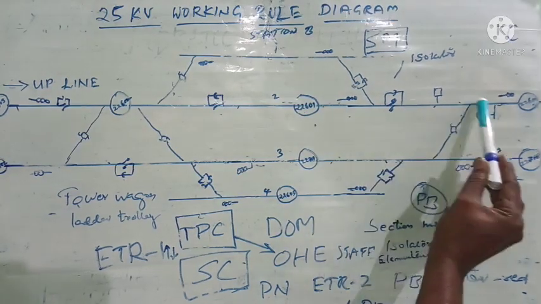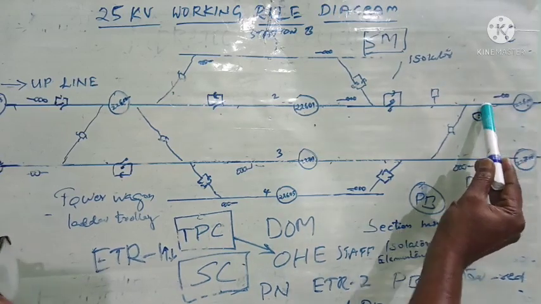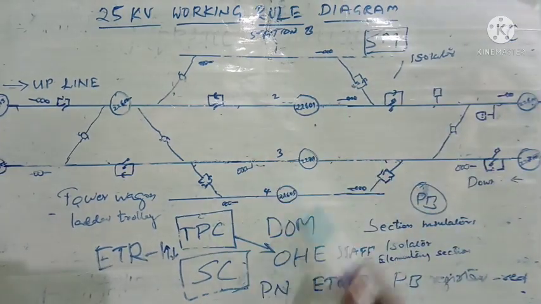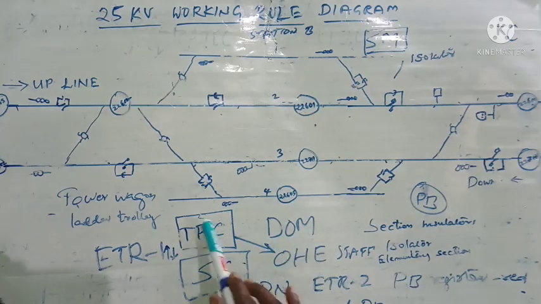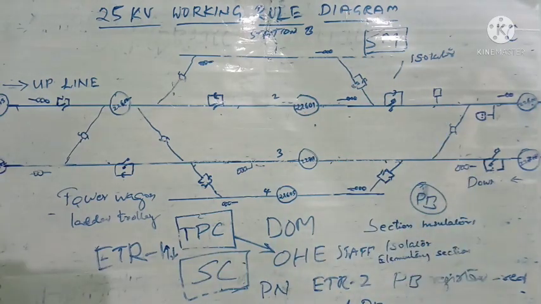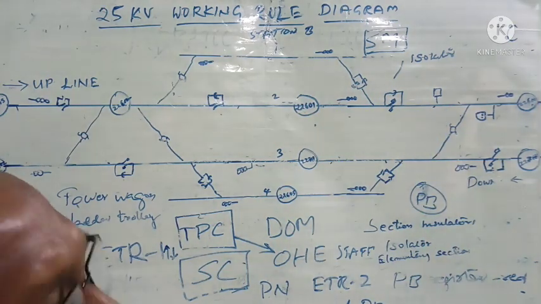In that case, a diesel loco is to be sent to the section to haul back this train. This should be done with the permission of TPC. So these are the main points to remember in the case of emergency power block.